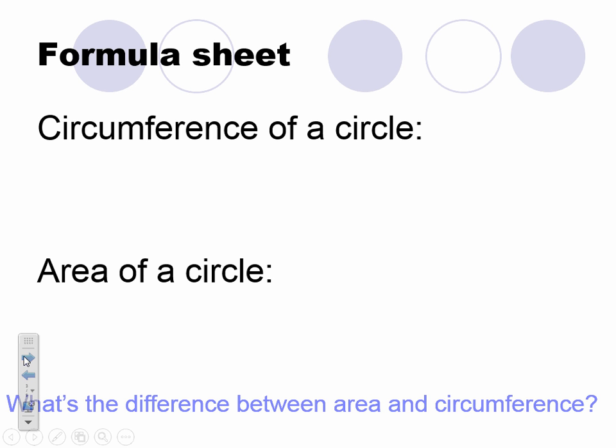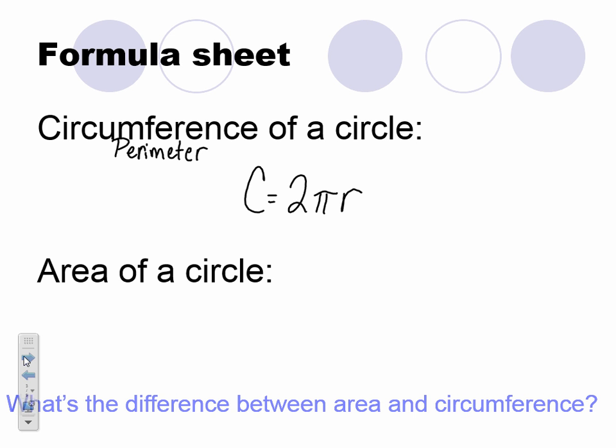There are two formulas that you're probably already familiar with when it comes to circles, things that you've heard about or used before. The first one is for circumference of a circle. Please get this in your formula sheet. Circumference is like the perimeter. So it's finding that distance around the outside of the circle. That formula is C equals 2 pi r. So 2 times pi times radius. And remember, pi is 3.14, or you can use a pi button on your calculator.